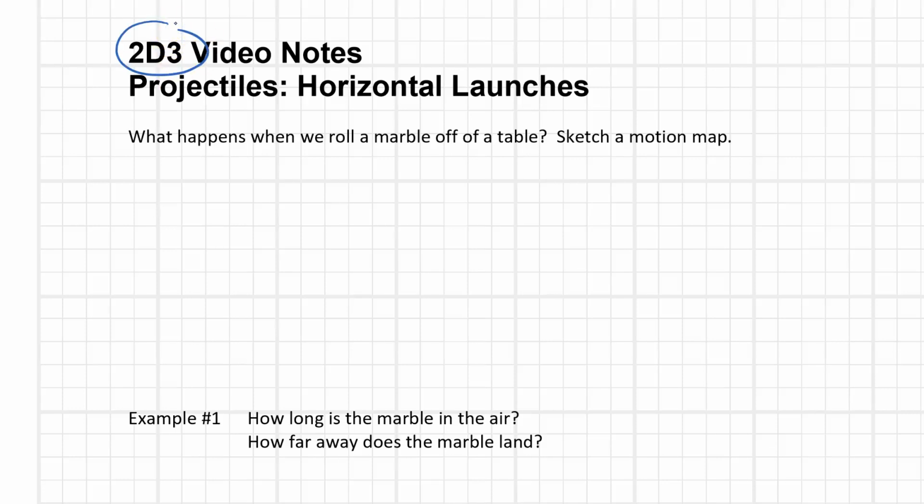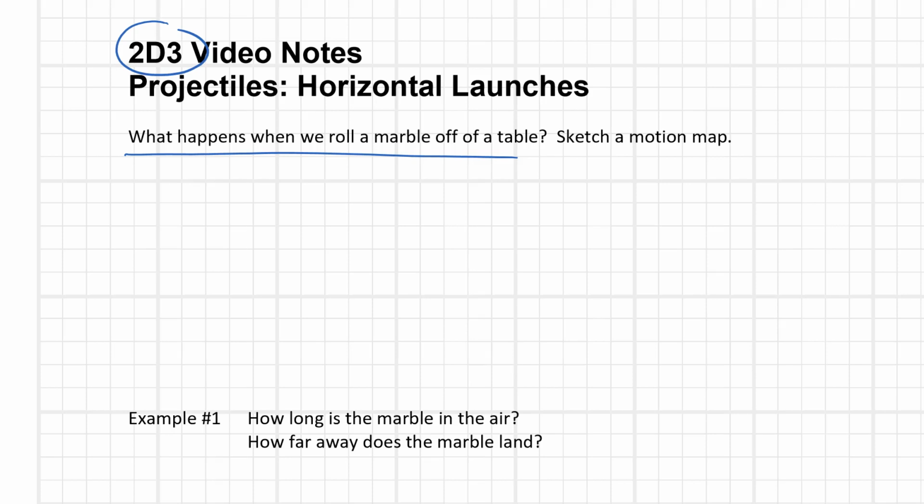2D3, the video notes. Up until now in our questions about projectiles, we've only been doing vertical motion. So now we're going to add a horizontal motion, and we're just going to be launching things horizontally to begin with. So our first example is, what happens when we roll a marble off of a table?